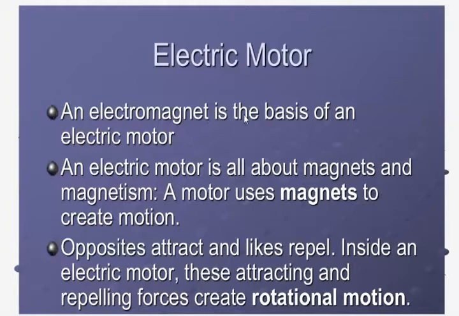That means there must be one permanent magnet and there must be electromagnet. Permanent magnet cannot be increased or decreased as per desire, but electromagnet can be increased or decreased as per desire by supply of current. So, an electric motor is all about magnets and magnetism. A motor uses magnets to create motion.